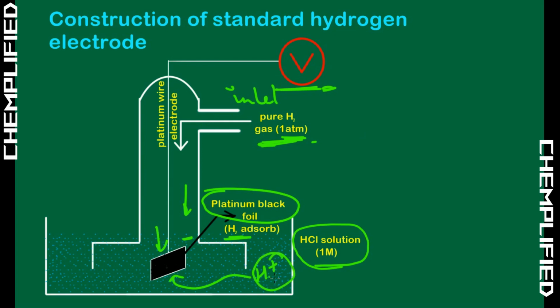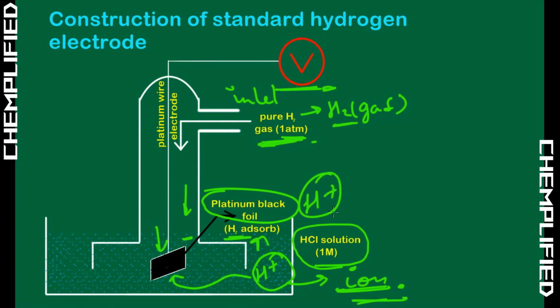Because H plus is present, this is your ion, right? This is your ion, and we are forcing hydrogen gas. This is your H2 gas which is going. So at one place it is ion which is converting itself into H2 gas, and at one place it is your hydrogen gas which is converting itself into H plus ion. How they are converting, we will talk about it in the next slide. Now this was your construction.